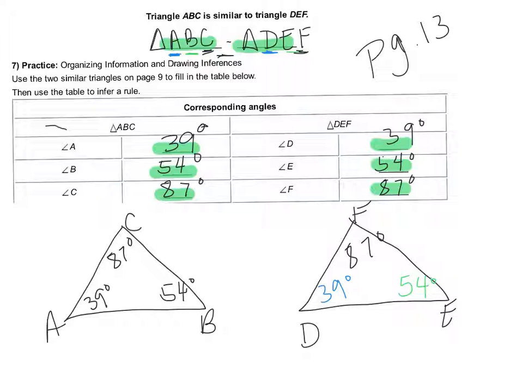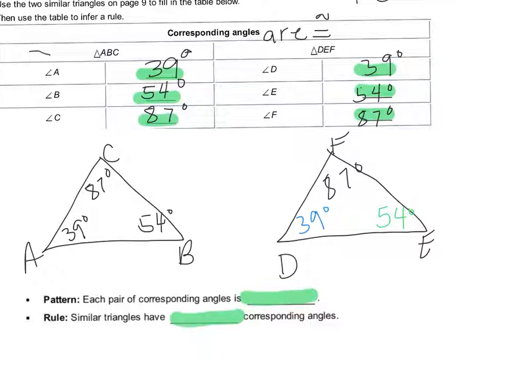So what you're going to see is that corresponding angles in similar triangles are going to be congruent. So I'm going to just write that down. They are congruent. They should be equal every single time. Okay, so the pattern is each pair of corresponding angles is going to be congruent. And remember, congruent just means that they are going to be equal or have the same measure. That's the symbol for congruent. Similar triangles have congruent corresponding angles. That's going to be our rule.